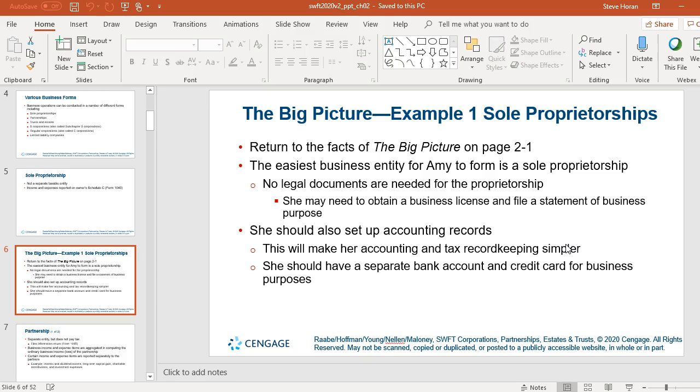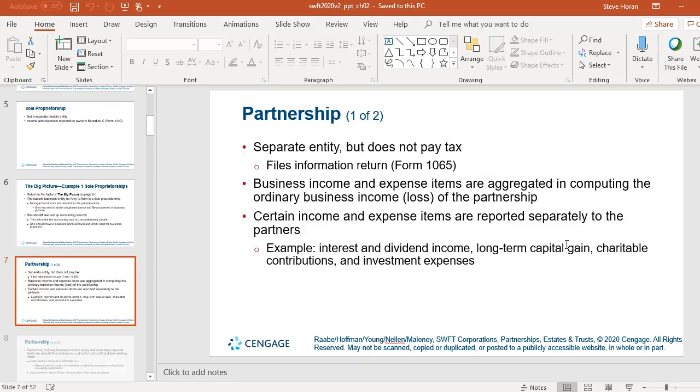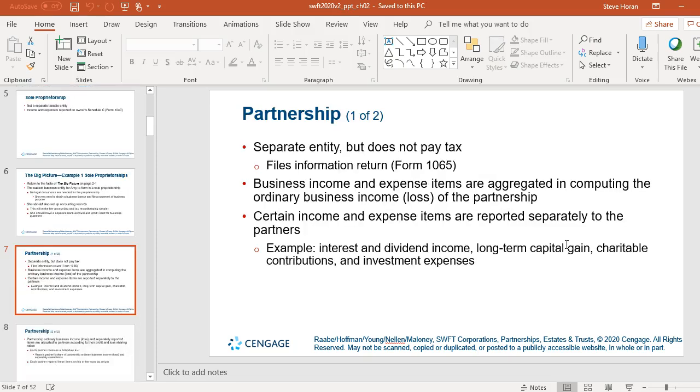And that makes it really easy. If you just pay everything with a credit card on the business side, that statement you get every month is basically your expenses for the month, right? So it's super easy to do that. So number one, just get a bank account and use a credit card exclusively for your business. Very simple. Now with a partnership, again, very easy to form. You should have some kind of articles of partnership.